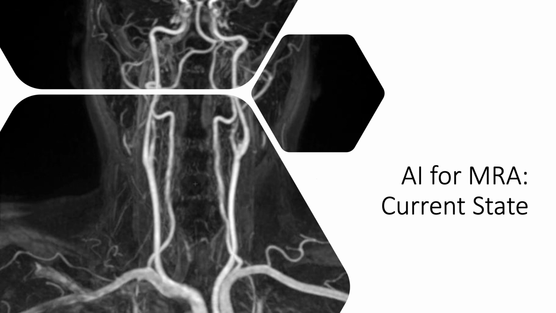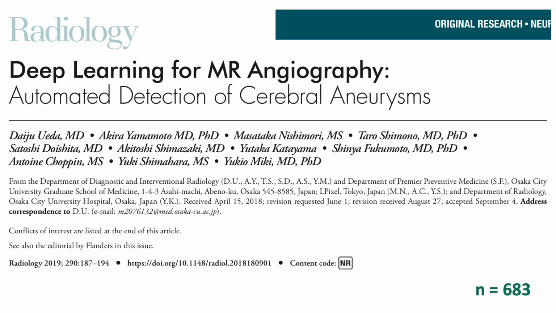So I went to the literature to look at the current state of AI for MR angiography. And most of what I found was actually focused on MRA for intracranial vessels, and in particular for automated detection of cerebral aneurysms. So there were a number of papers on this topic. A couple of them were actually larger studies.